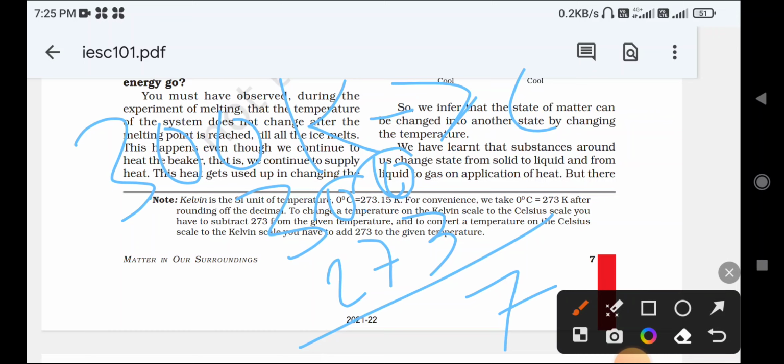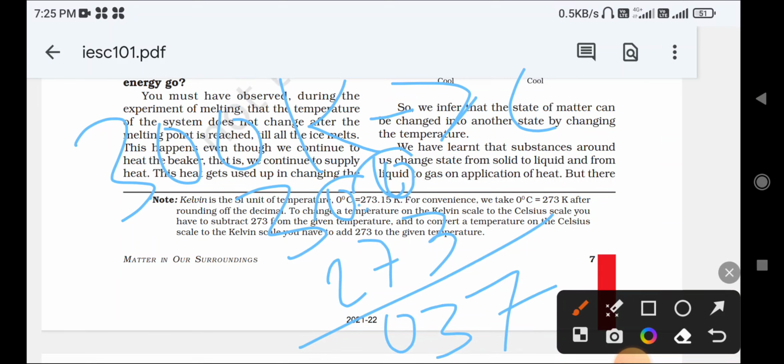Already we have borrowed here, again we have 9. You have to borrow again, it becomes 10. 10 minus 7 is 3. Here is 0. So the value is 37 degrees Celsius.